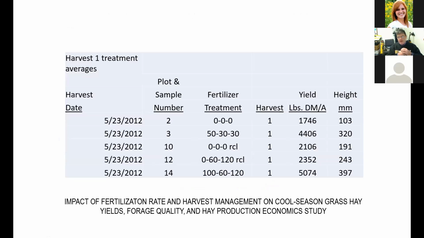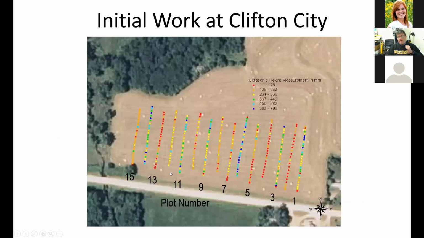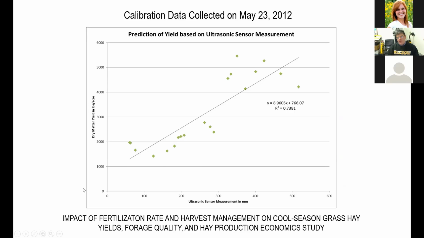So we actually did some more work, in this case with the work that we did over in Cooper County, and we physically measured yield in pounds of dry matter per acre. Then we looked at how well the ultrasonic sensor in those strips would correlate back to that physical yield, and we had some good results where the height of the forage was well correlated with the amount of dry matter yield that was physically harvested off of the plots.